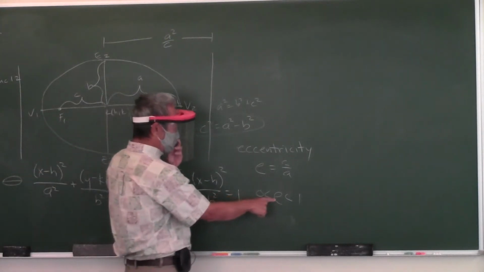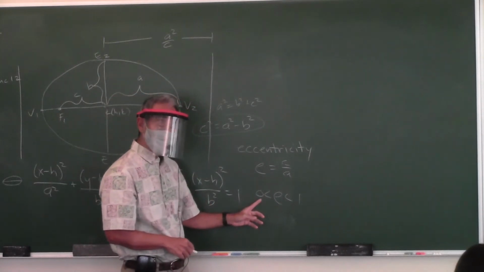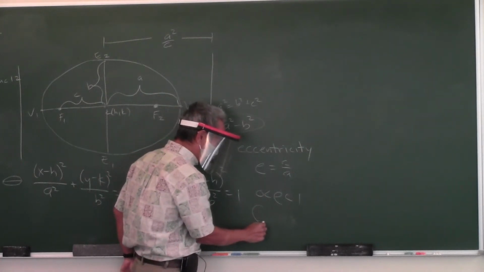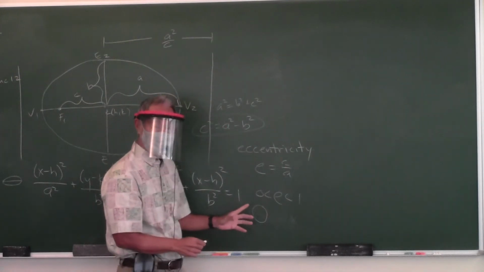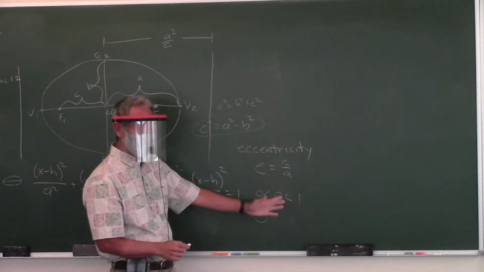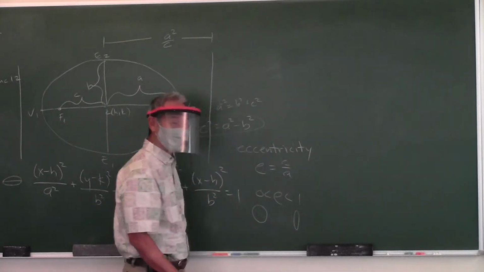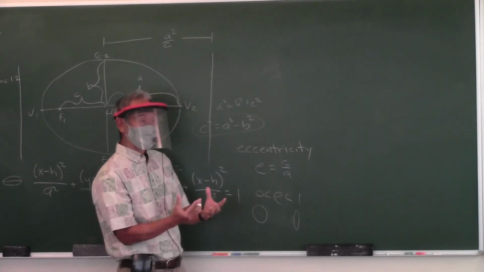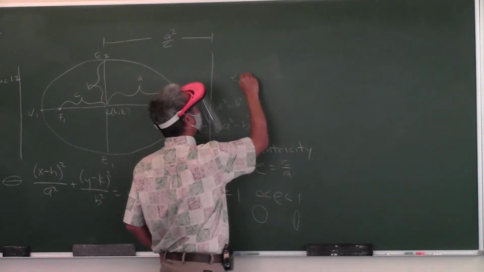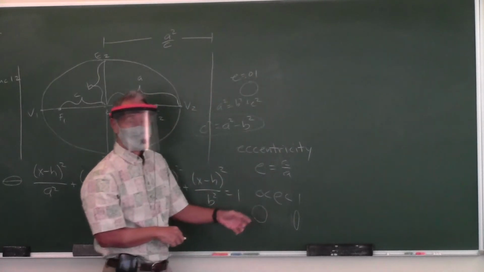And what this does, it tells you the shape of an ellipse. The closer the eccentricity is to 0, the more the ellipse looks like a 0, like a circle. The closer the eccentricity gets to 1, the more it looks like a 1. So for example, if the eccentricity is like 0.01, that means it's going to be really circular.